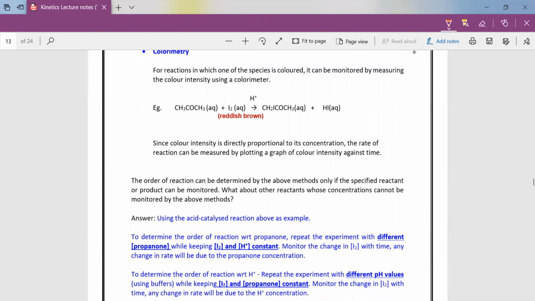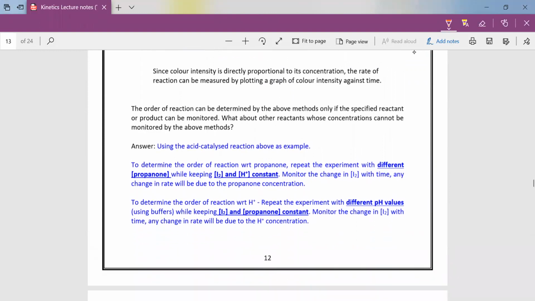What happens if we cannot determine the concentration using the above methods? For example, to determine the order of reaction with respect to propanone, we can repeat the reaction with different concentrations of propanone, keeping the other two reactants constant, and we monitor the change in I2 over time. Any change in the rate will be due to the propanone concentration.